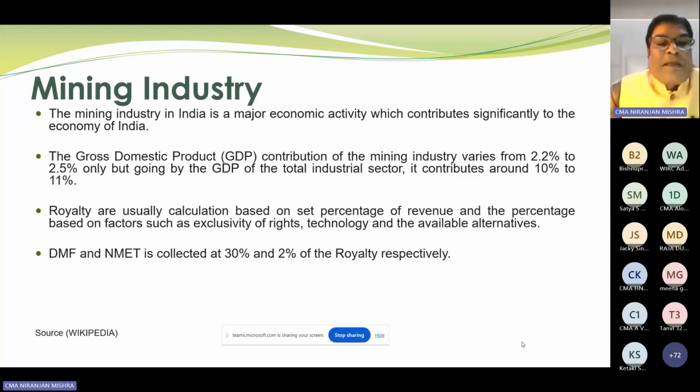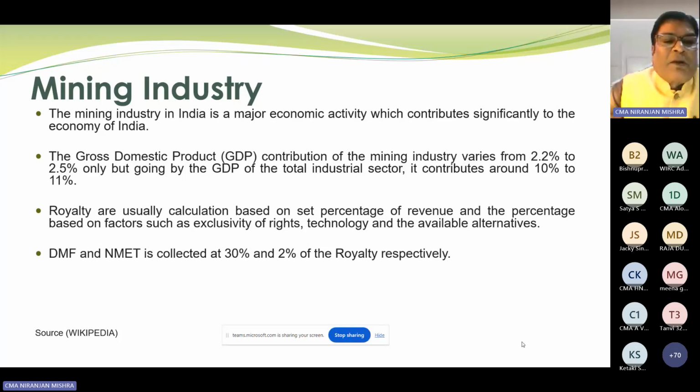This is the DMF. Similarly, the NMT. DMF is the District Mineral Fund, and NMT is the National Mineral Exploration Trust. To explore mining projects pan India, the central government has constituted the NMT. Royalty is based on a set percentage of revenue, and 30% of the royalty goes to the DMF and 2% of the royalty goes to the NMT. 30% of the royalty goes to the concerned district mineral fund.